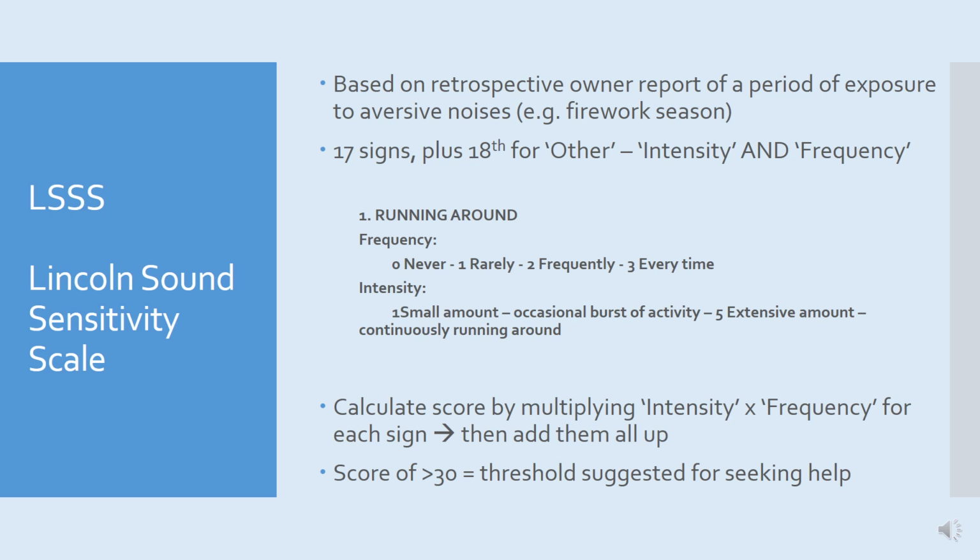The score is calculated by multiplying the intensity by the frequency for each sign and then adding them up. And generally a score above 30 is often used as a threshold suggested for seeking help in these situations, because it indicates that the behaviour is either occurring at a very intense level in a small number of signs at least, or there are lots of signs that are occurring at a very low level, suggesting that the animal is quite sensitive, and they may require different treatments. But that's a general guide that is used there.